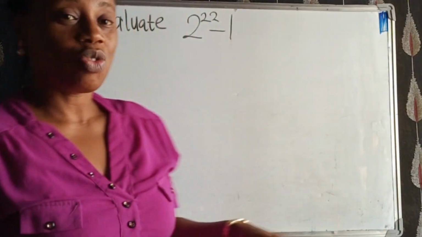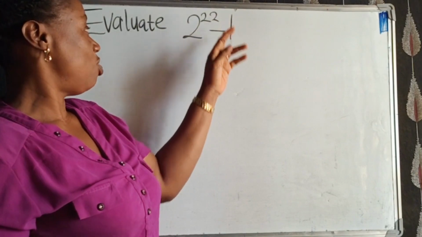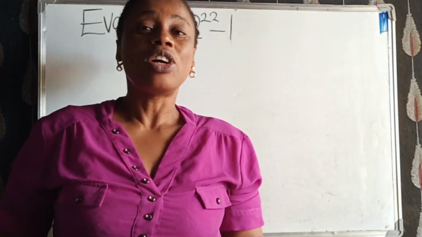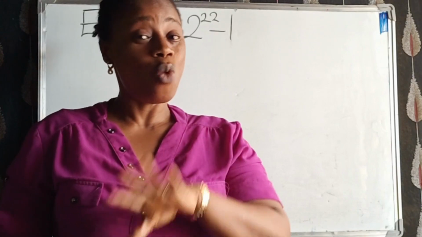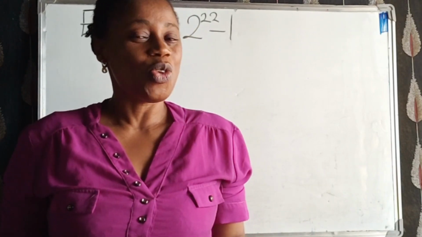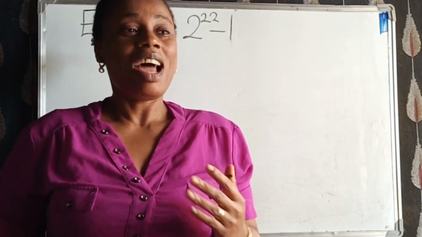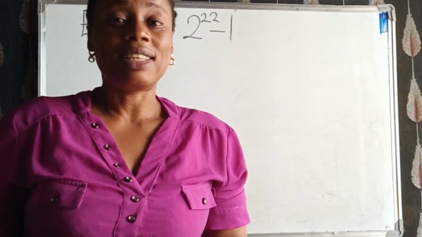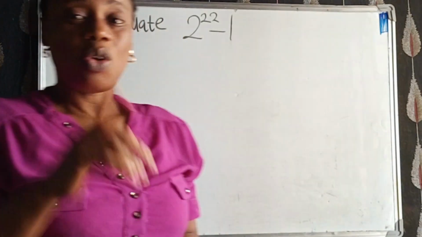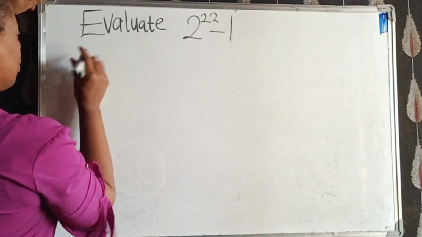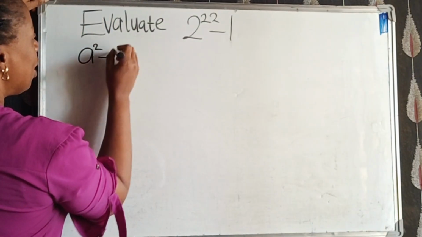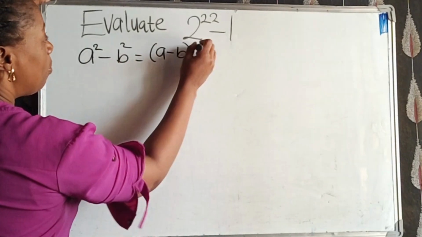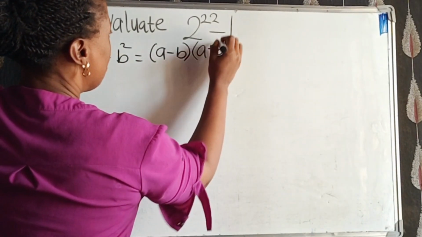In this lesson, we are to evaluate 2 raised to the power of 22 minus 1. Now, this is a special case of difference of two squares, and we are not to use a calculator. So, let's get started. First, to be able to solve this, we have to look at difference of two squares, which states that a squared minus b squared equals (a minus b)(a plus b).